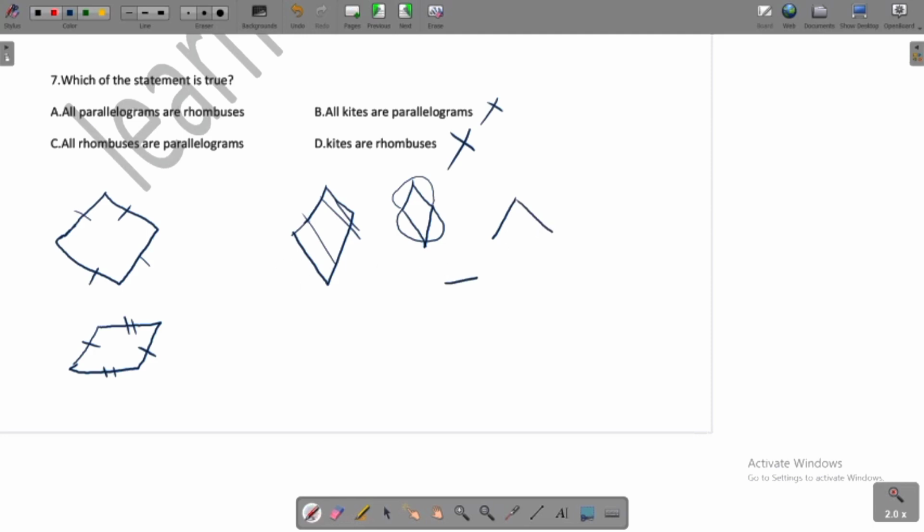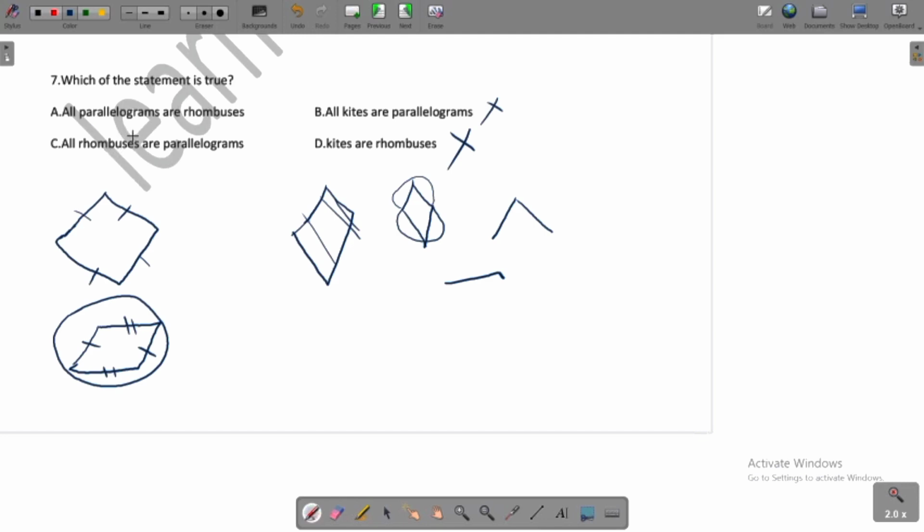We have equal sides here. It is possible for us to have kites in this format. So it is safe to say some kites are parallelograms, because practically we can have it. But all kites are not parallelograms. So this is not correct.